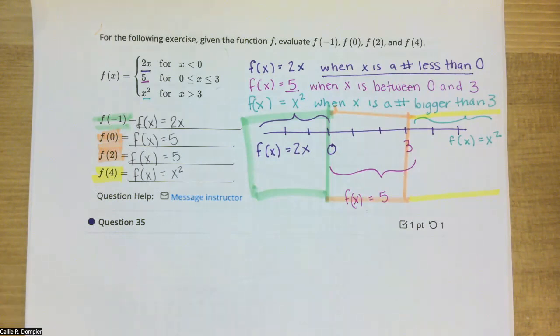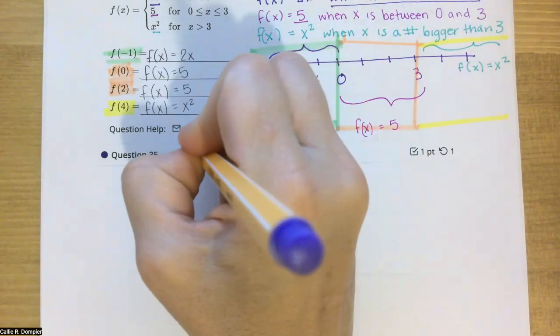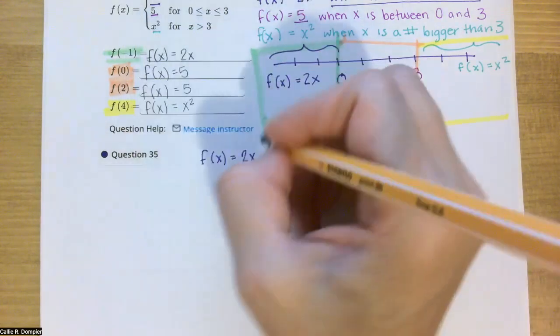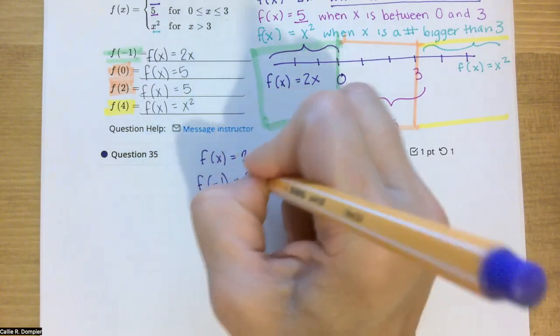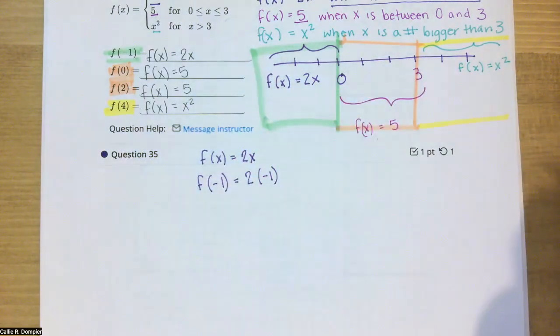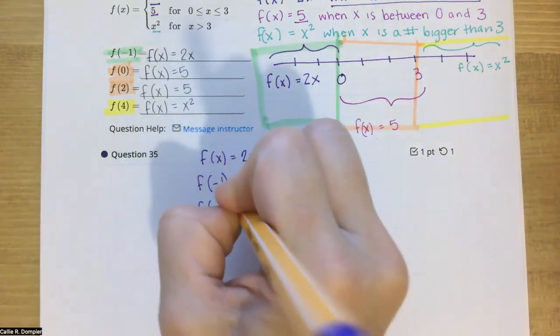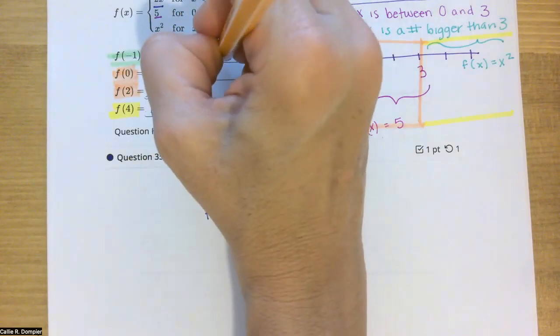So now, f of x equals 2x is what's going to be used for f of -1. So I'm going to take that x and I'm going to substitute it for -1. So f of -1 is 2 times -1, which is -2. So that's my final answer.